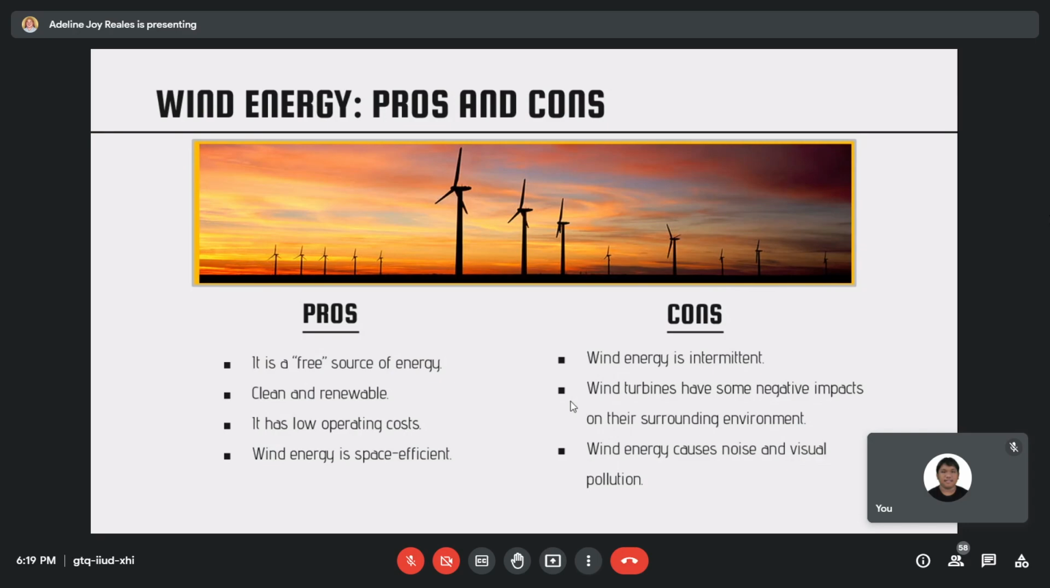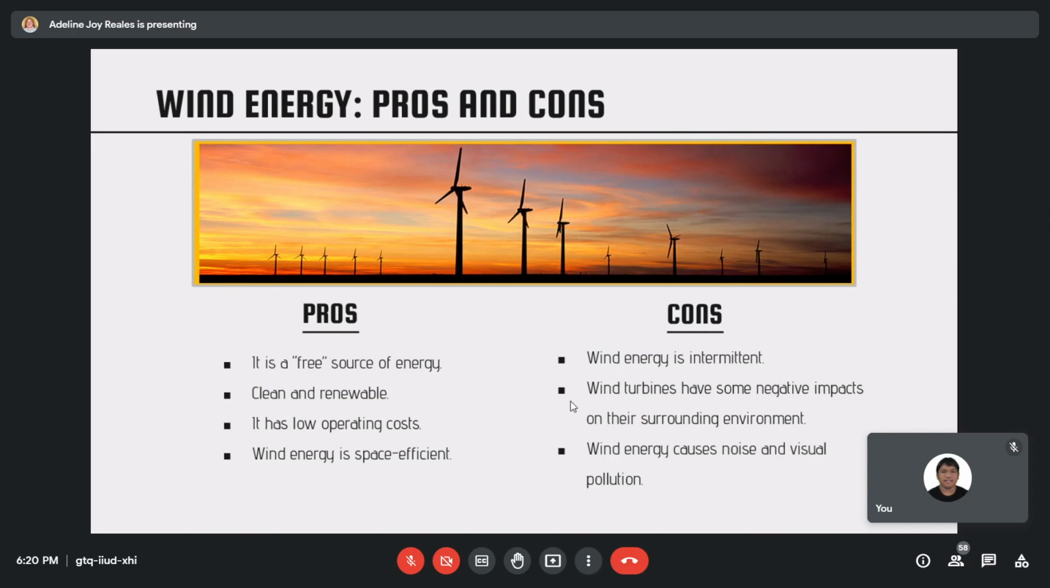The next is that wind energy is space efficient. Cumulatively, wind farms can take up a lot of land space. However, the actual turbines and equipment don't use up a lot of real estate. This means that land used for wind turbines can often also be used for other purposes, such as farming.